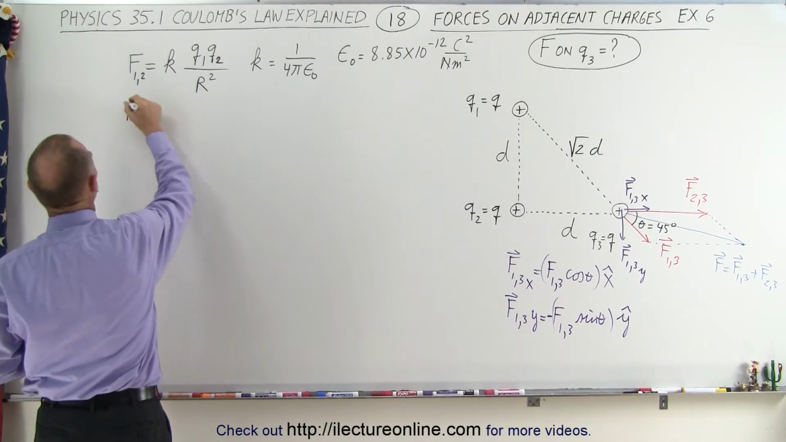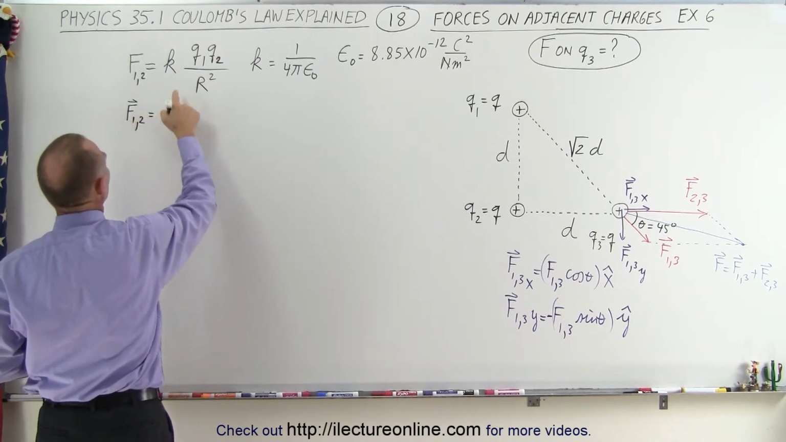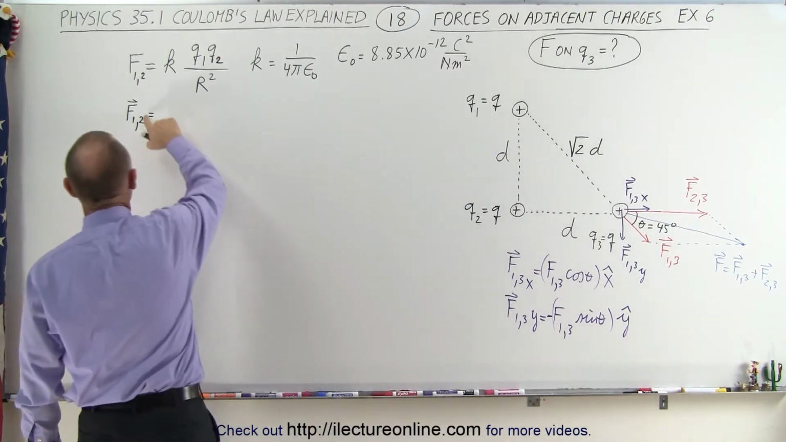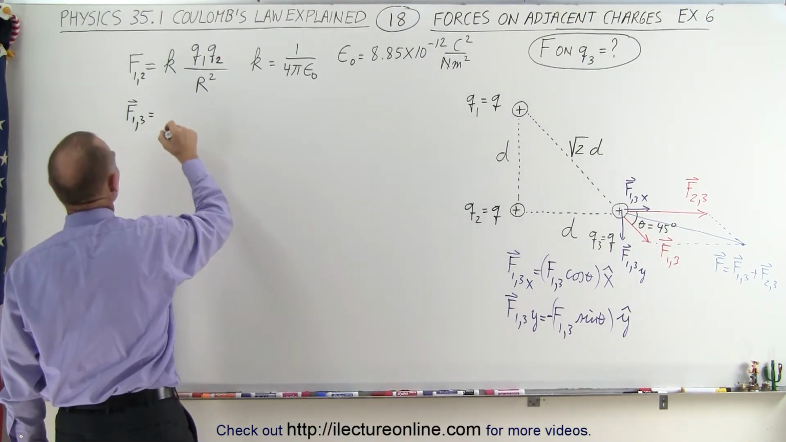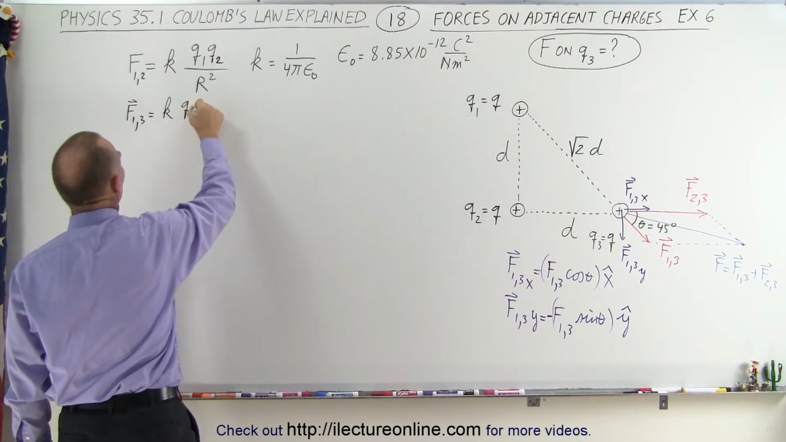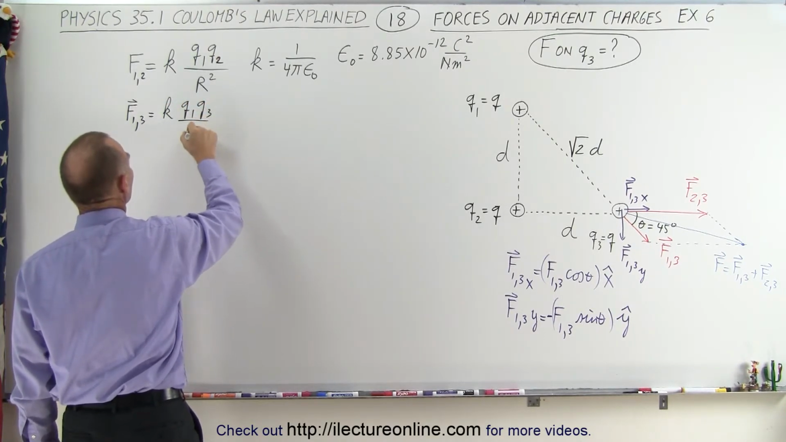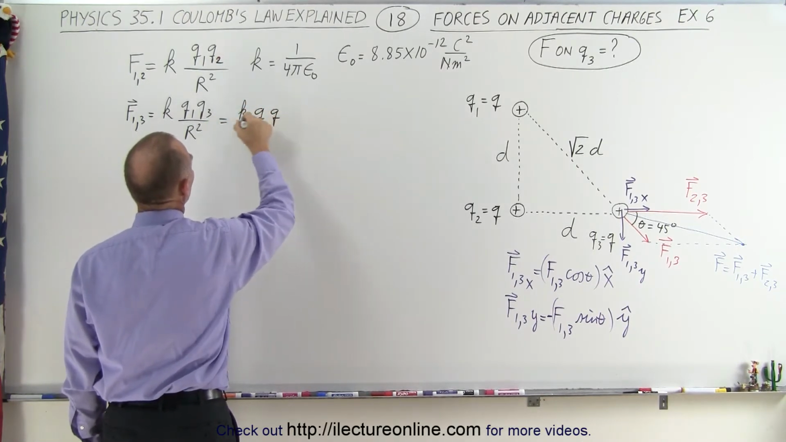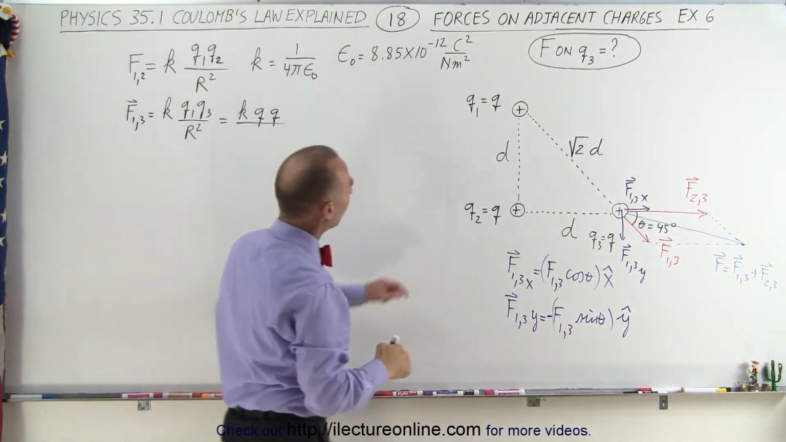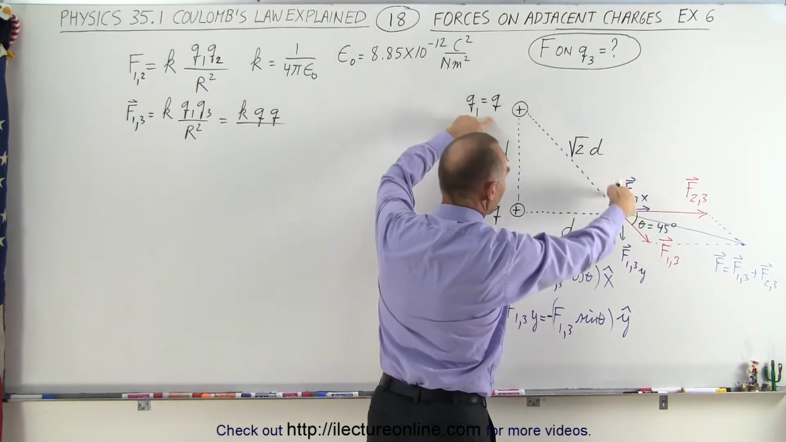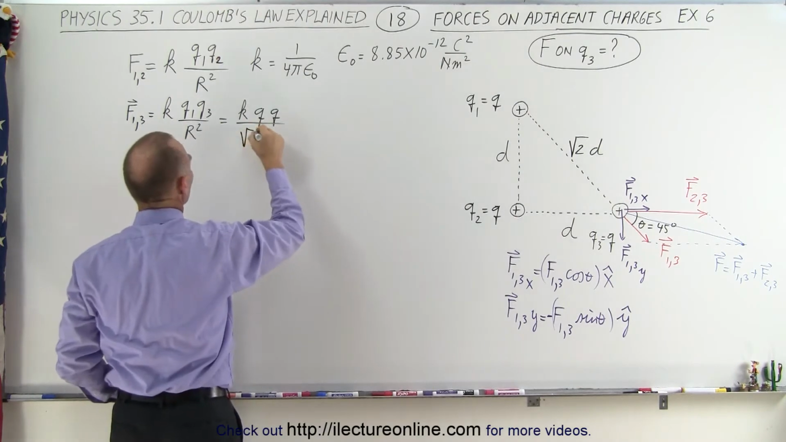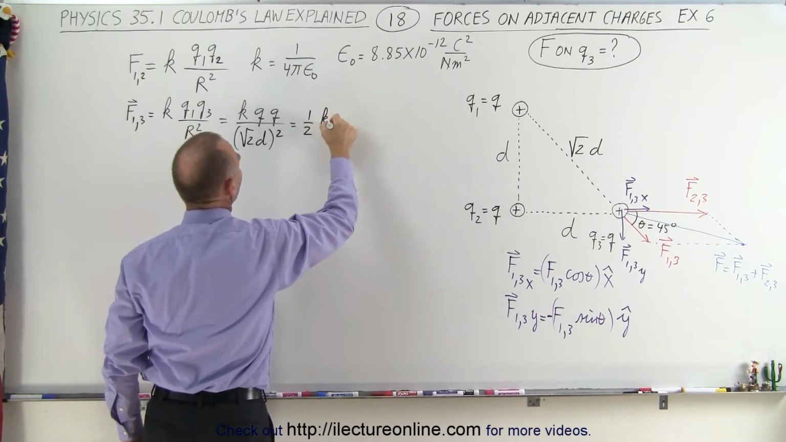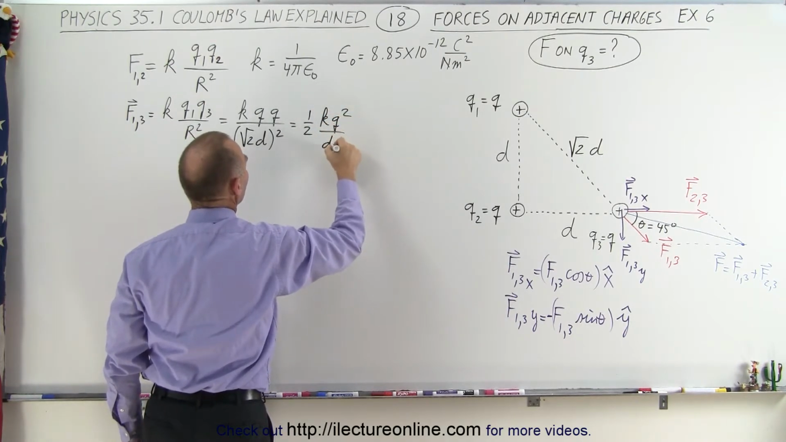The force between 1, 3 is equal to K times Q1, Q3 divided by the distance between them squared. So this would be K, Q times Q divided by the distance between 1 and 3. Notice that's along the diagonal, so it would be the square root of 2 times d, quantity squared, which is 1/2 k q squared divided by d squared.